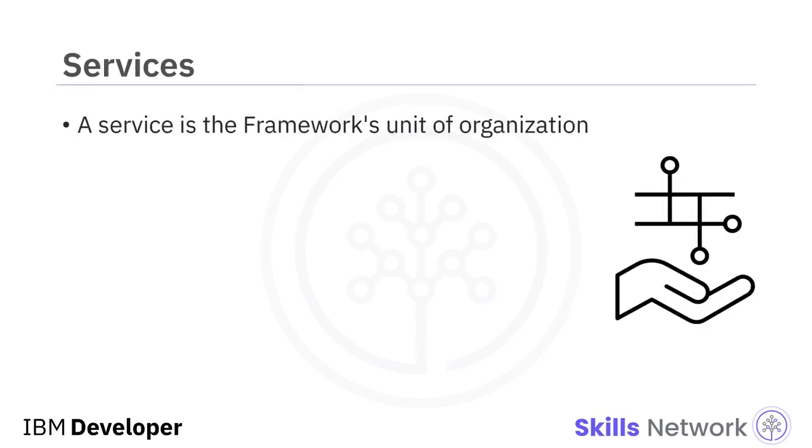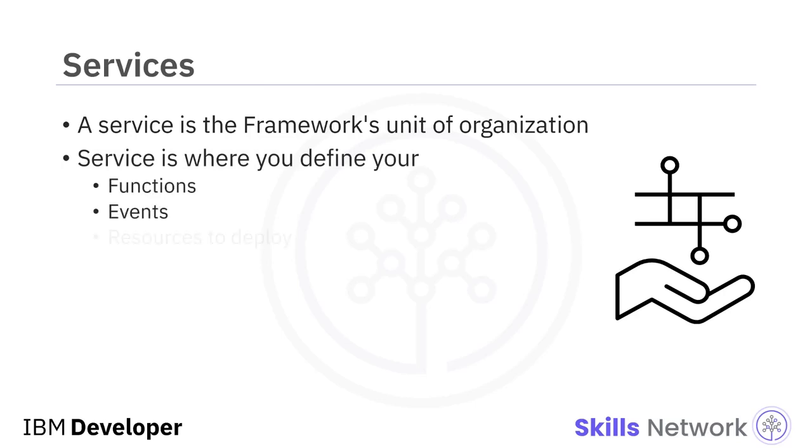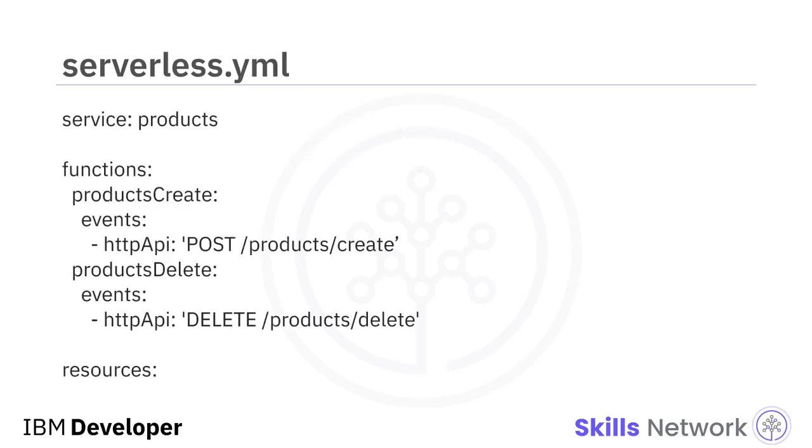A service is the framework's unit of organization. You can think of it as a project file, though you can have multiple services for a single application. A service is configured via a serverless.yaml file where you define your functions, events, and resources to deploy. And when deploying with the framework CLI, everything in the configuration file is deployed at once. The serverless.yaml file controls everything in your service. There are specific sections in serverless.yaml to specify functions, events, and resources.